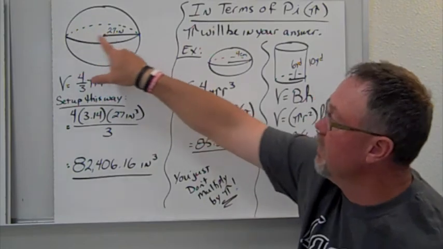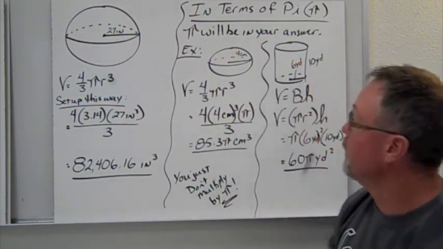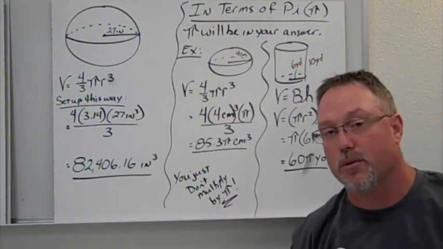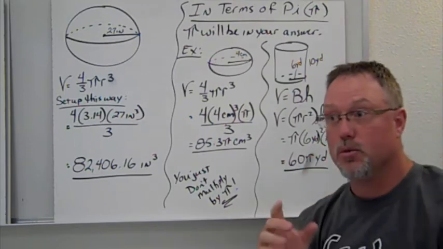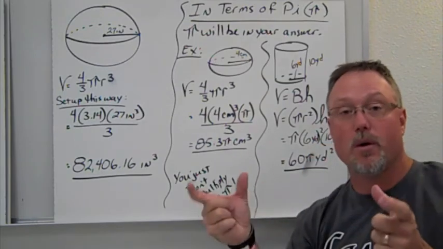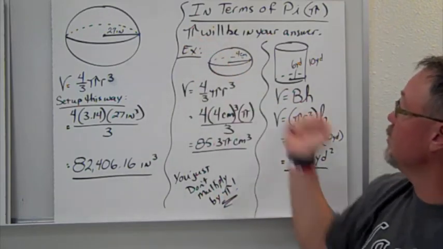The only thing is, if they give you diameter, divide it by 2, and then use the radius in that part of it. Now, one of the other things that they're going to throw at you is they're going to say "in terms of pi," meaning you do not multiply 3.14 times it. You'll actually have pi, the symbol, in your answer.